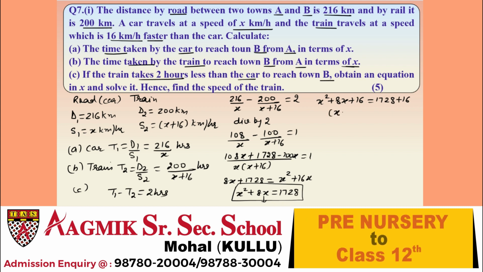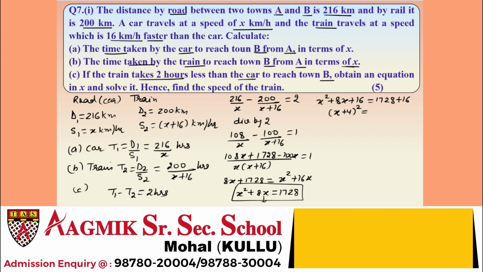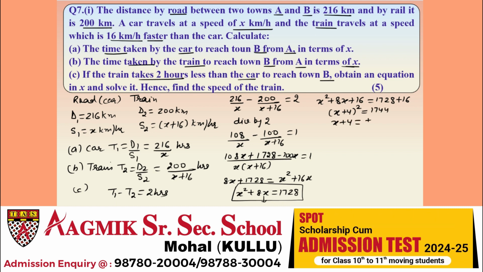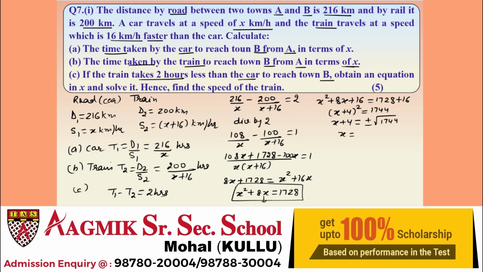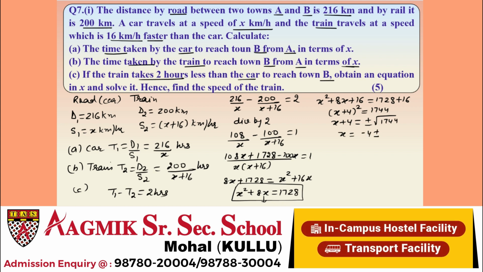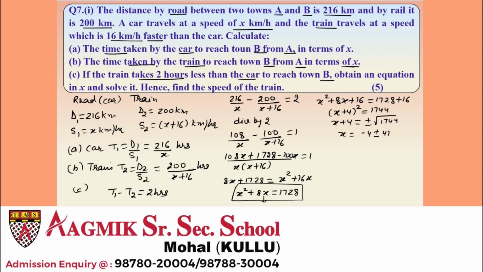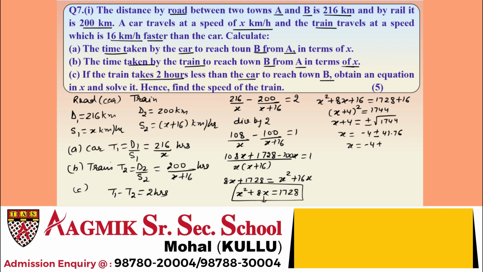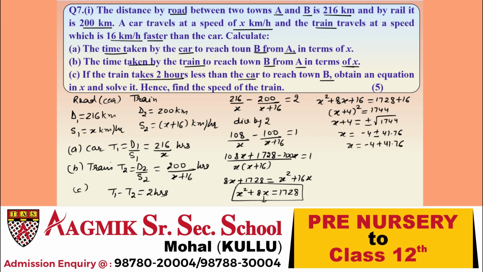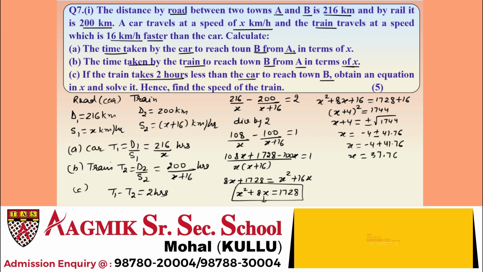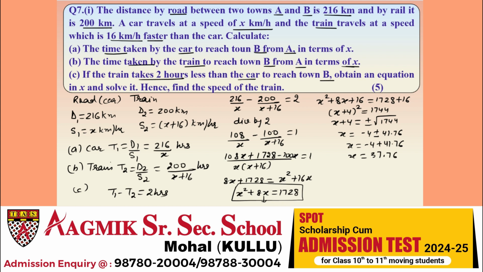So the left side becomes x plus 4 whole square, and this is 1744. Take square root. So x plus 4 will be plus minus square root of 1744. There will be less calculation in this. So x will be equal to minus 4 plus minus, this will be approximately 41.76. x cannot be negative, so we will take minus 4 plus 41.76. So x is coming out to be 37.76, right?